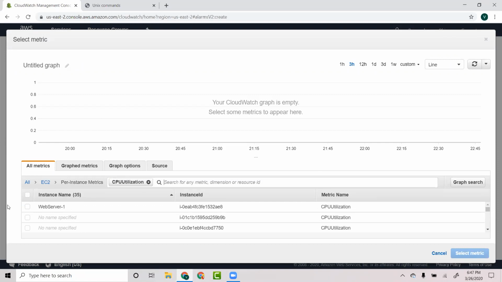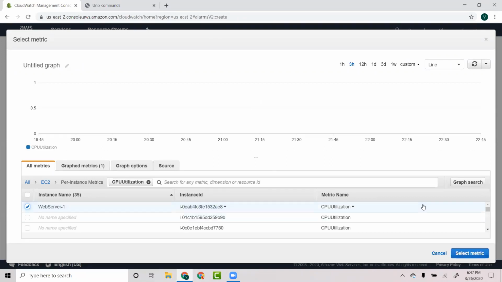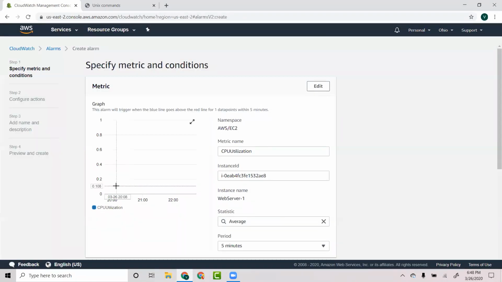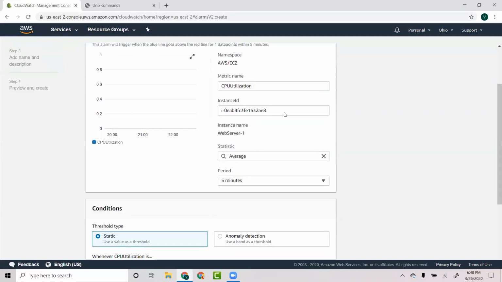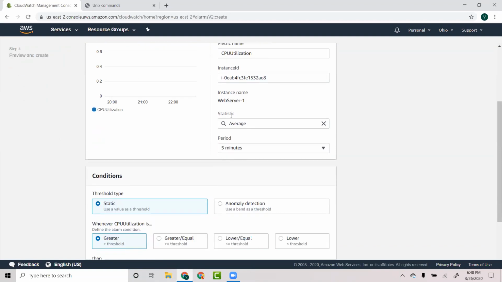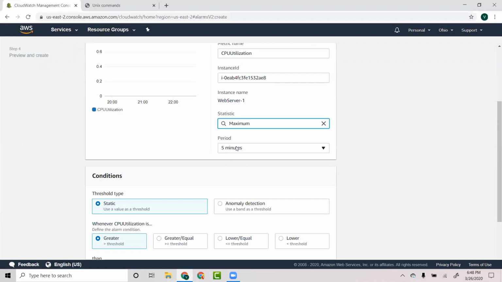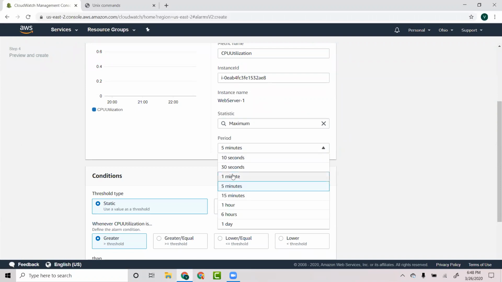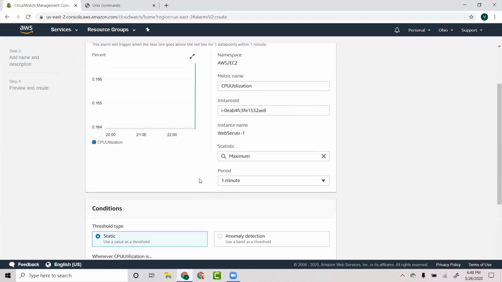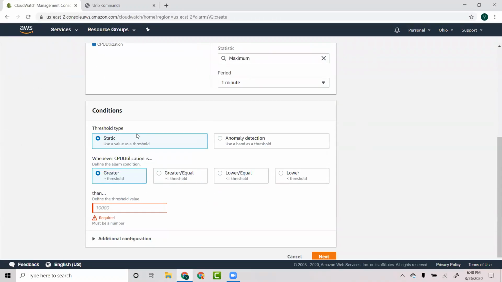Okay, so this is web server 1. For web server 1, I'm selecting that metric and creating an alarm. So CPU utilization, instance ID is this one, instance name is web server 1. Statistic is average, or do you want to do average or maximum? I'll do maximum. The period is 5 minutes. I don't want to wait for 5 minutes, so I'll do 1 minute. It's a static threshold, greater than or equal to 90%.